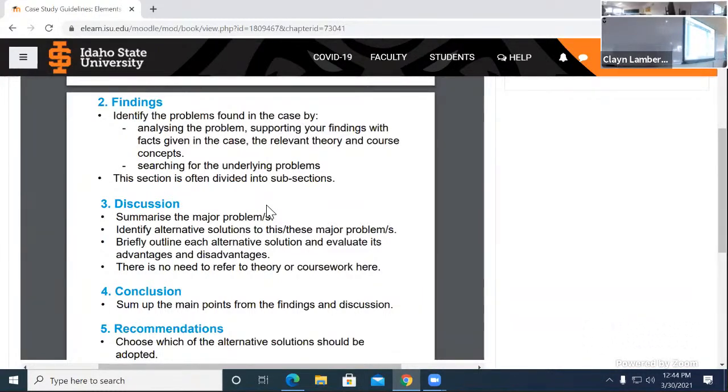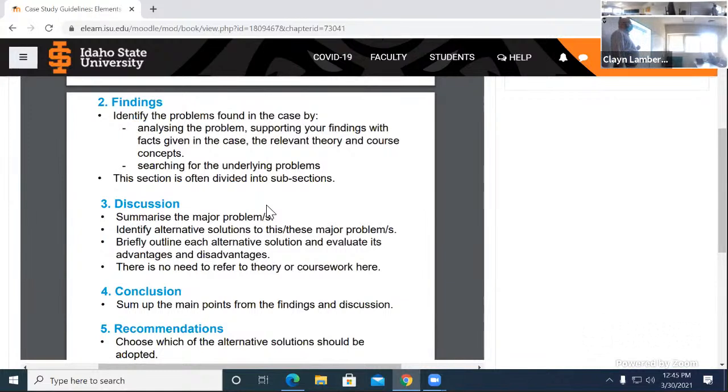So the first thing you do is you write the overall summary of everything. The second thing you write is identify the problems found in the case by analyzing the problem, supporting your findings with facts given in the case. So this is where I'm identifying what problems occur. The problems in this case: the coffee was too hot. They went to McDonald's with the bills. They refused. They offered them only $20,000, even though the bills were in excess of $80,000. So then they had to take him to court, and she won $1.4 million.